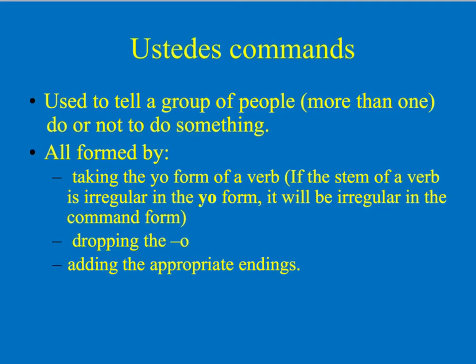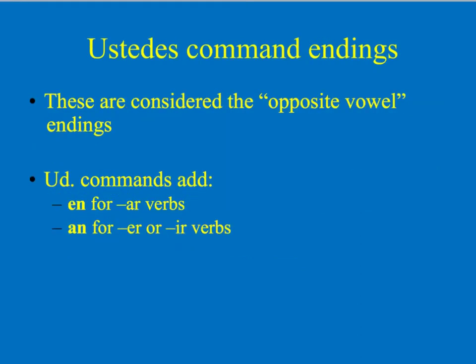Ustedes, same thing. These are used now to tell a group of people. This is the command I use every day in class. Tell a group of people to do or not to do something. To form it, go to the yo form, drop the o, and add the appropriate endings. Remember, you drop the o from any yo form, those digo, hago, vengo, tengo, salgo, traigo, oigo, etc. Stem changes as well. For ustedes commands, you add an en for AR verbs and an an for ER and IR verbs.